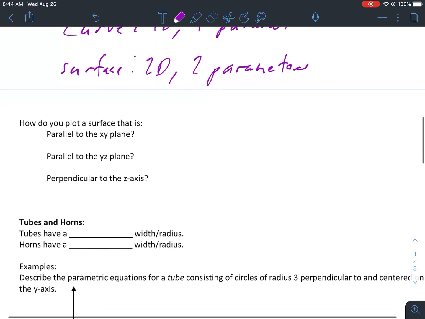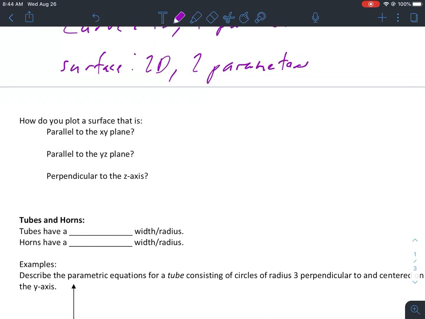Second page, how do you plot a surface that is parallel to each of these planes? So parallel to the xy plane. If you want parallel to the xy plane, we let z be constant. And then x and y are changing. And parallel to the yz plane, you're going to let x be constant. And then y and z are changing.